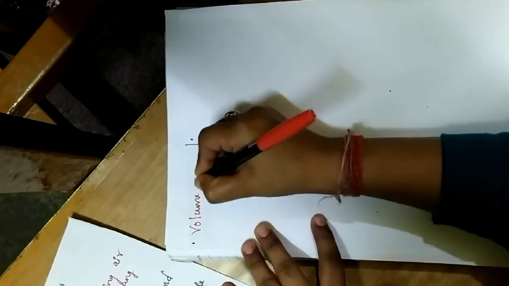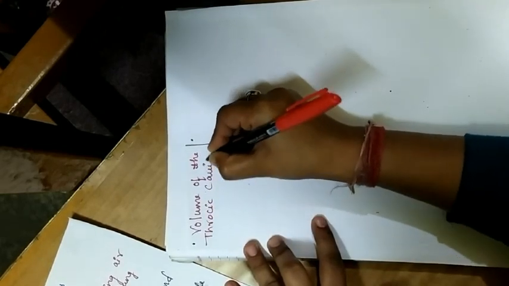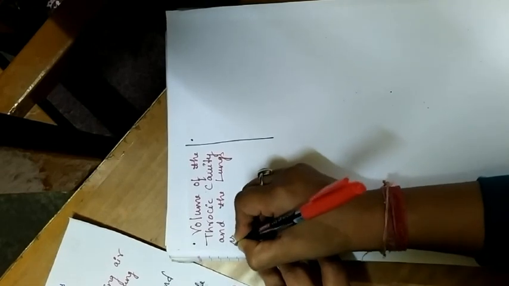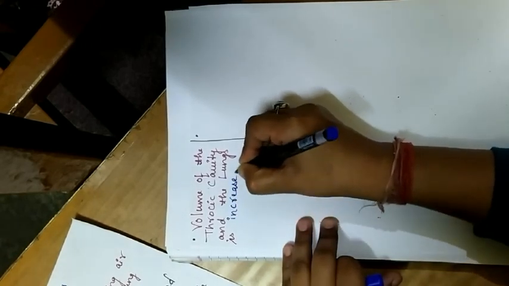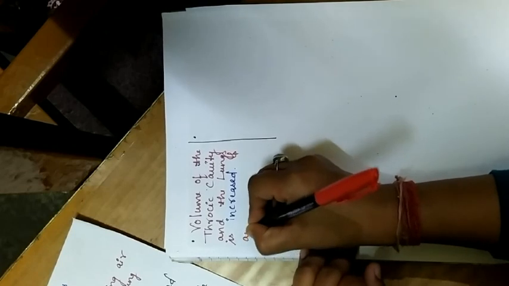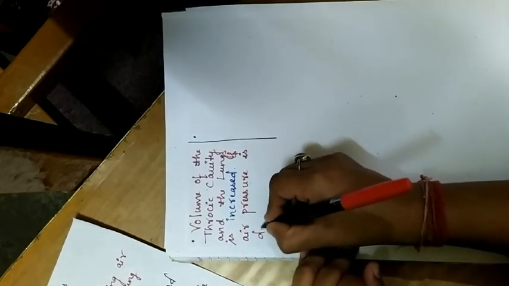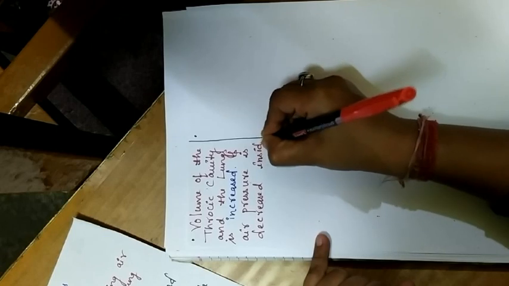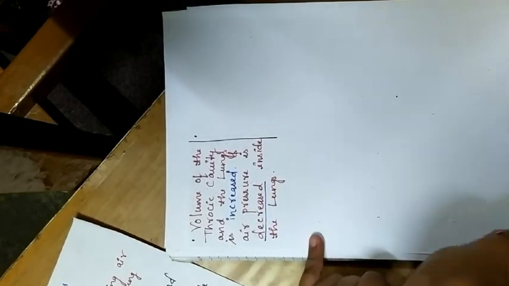So during inhalation, the volume of the thoracic cavity and the lungs is increased, and air pressure is decreased inside the lungs. I forgot to underline this word.